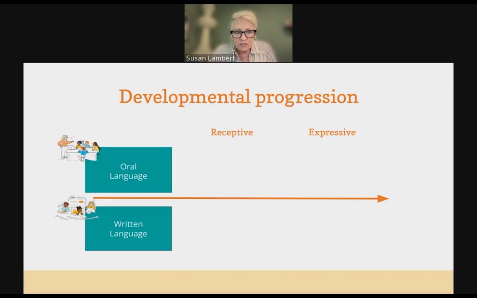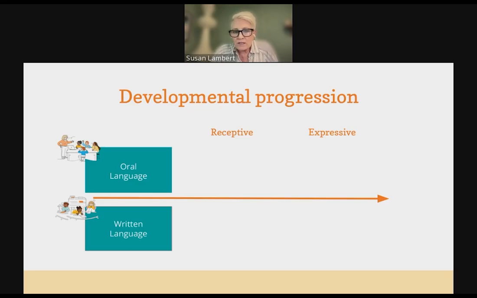I saw some of these words that you came up with in the chat. This idea of oral language and written language, you can see those two boxes there on the left of your screen. Some of you talked a little bit about receptive language. That's the language we take in, and expressive language, that's the language that actually goes out. And so these things don't develop at the same time or in quite the same way.